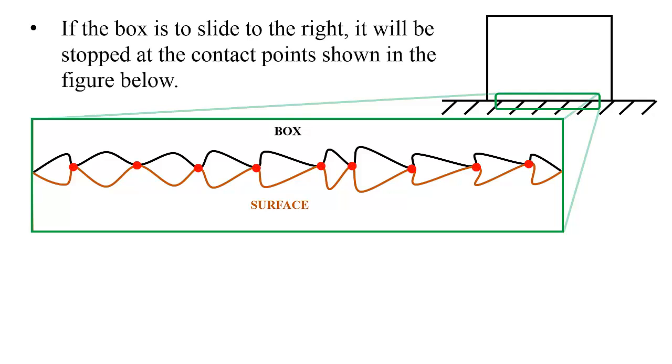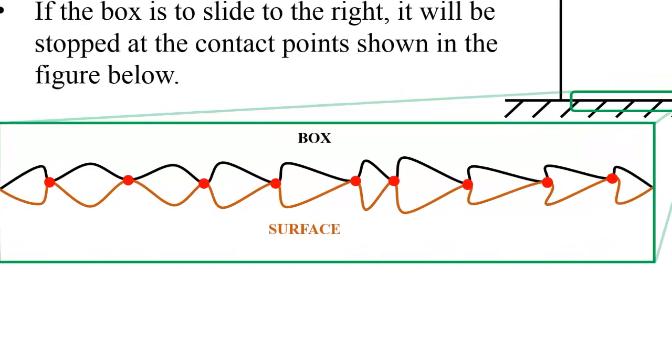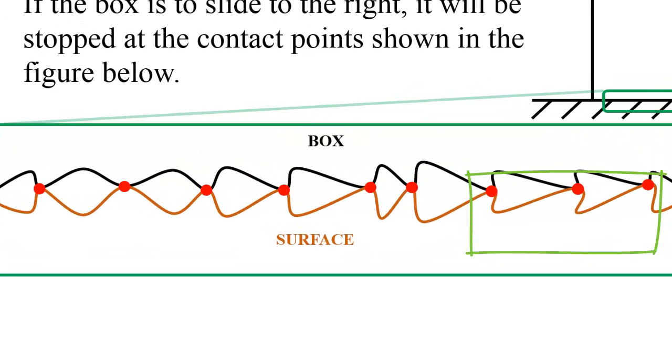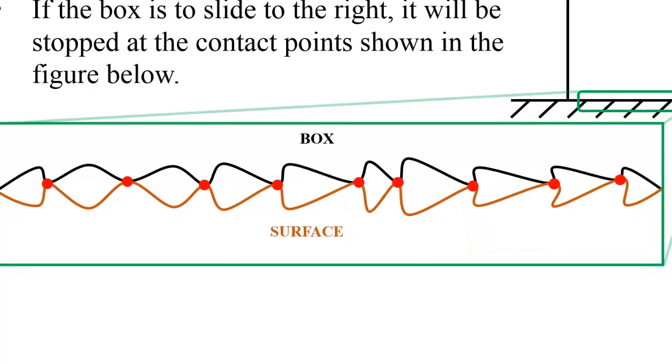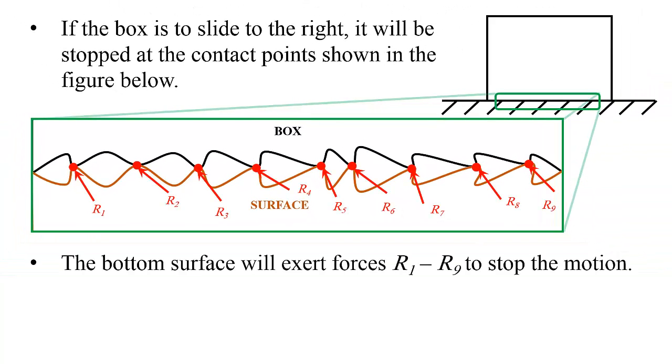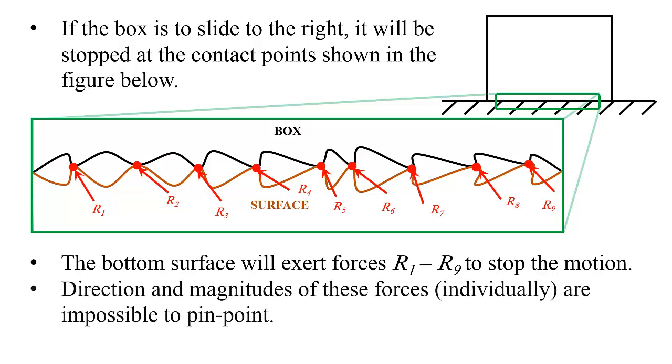Now, if the box is to slide to the right, for example, it will be stopped at contact points shown in the figure below. You see these red dots. These are the contact points that will try to stop the box from moving to the right. Now, the bottom surface will exert forces R1, R2, R3, all the way to R9 to stop the motion of the box. Okay? The direction and magnitudes of these forces individually are impossible to pinpoint, because we have so many of them. Remember, I'm zooming in on a macroscopic level.